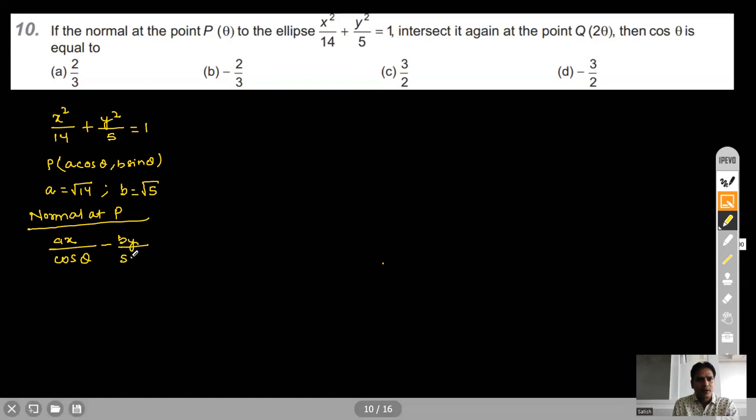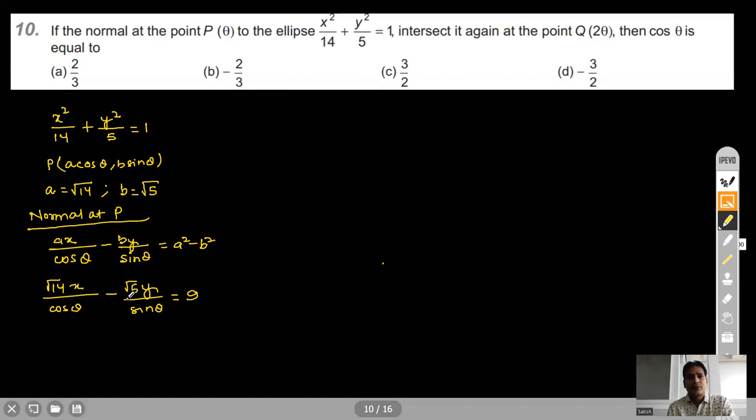by upon sine theta, that is equal to a square minus b square, right? Now in place of a, we can write root 14. So this will be root 14 x upon cos theta. Then in place of b, we can write root 5, then y upon sine theta. And this is equal to a square minus b square. What is a square minus b square? This is 14 minus 5, right? 14 minus 5 is 9.